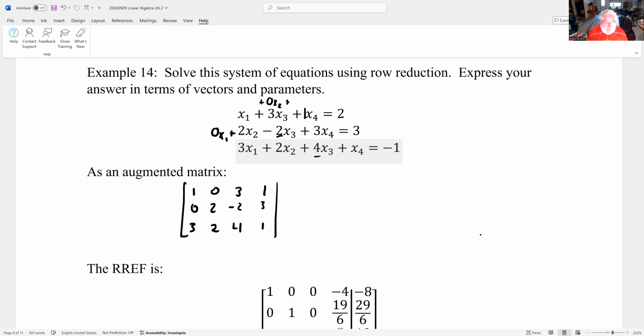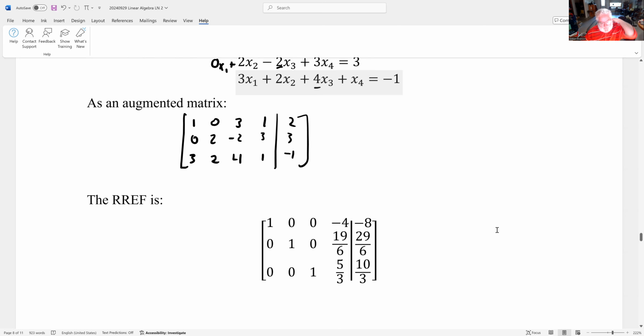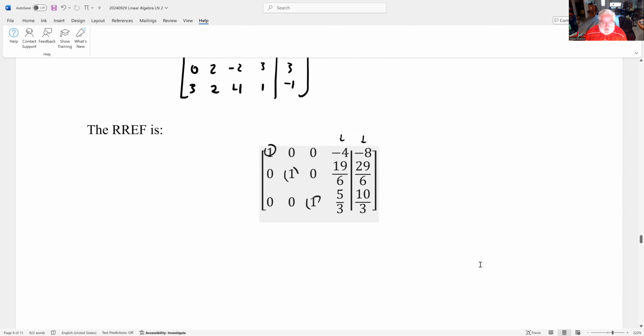And that becomes 2, 3, minus 1. So as an augmented matrix, that system of equations turns into this, and the row reduced echelon form of that is this. So we have our nice leading ones, right? And we have something for the fourth column, and then there's our answer on the right side.